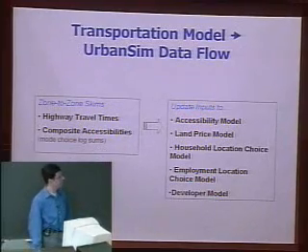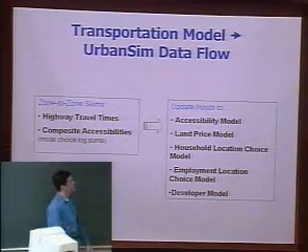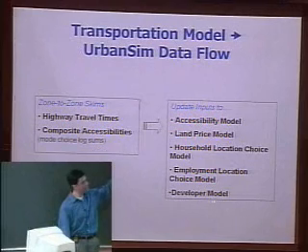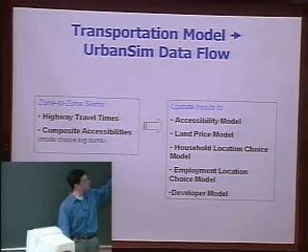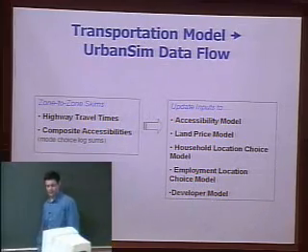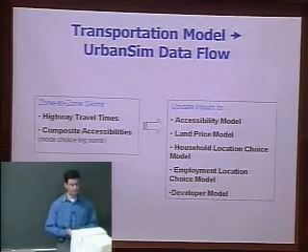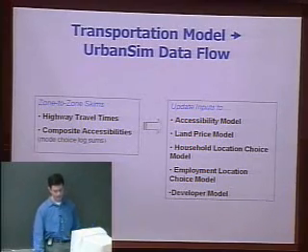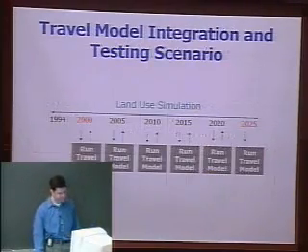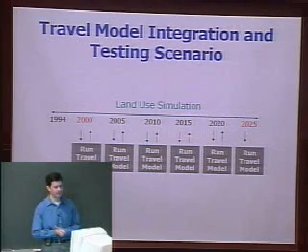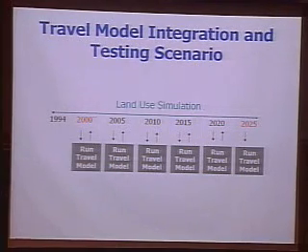And going in the other direction, out of the travel model, you get the highway travel times and composite accessibilities in the form of mode-choice log sums. Those are used to update UrbanSim's accessibility model, land price model, location choice model, employment location choice, and developer model. And then we went through some integration and testing.